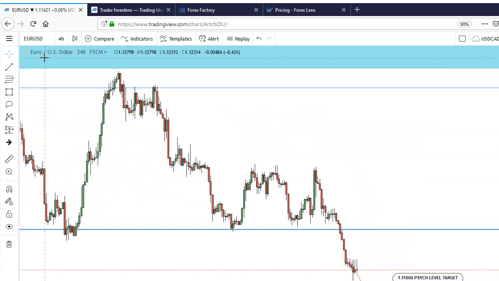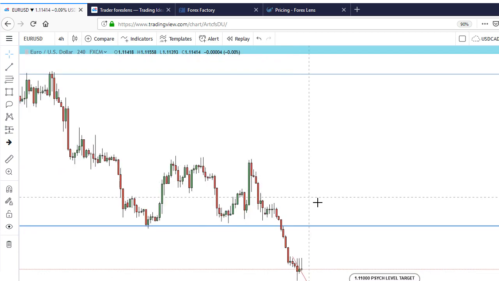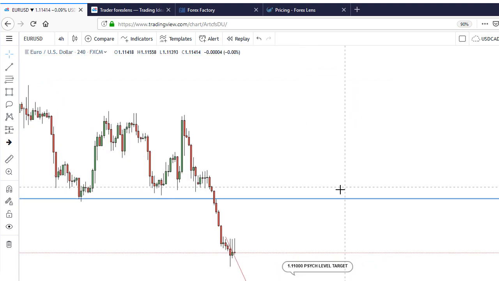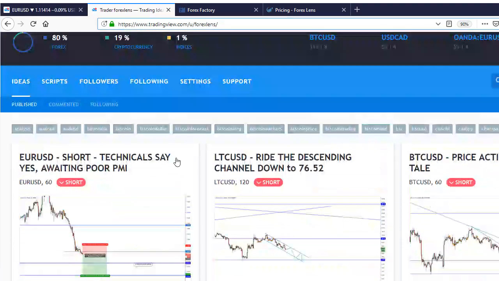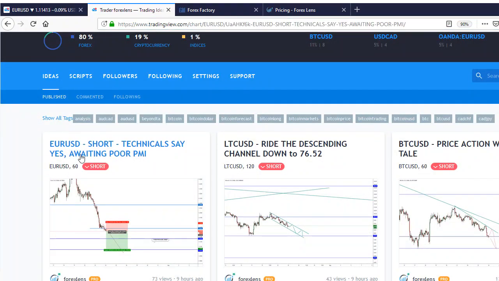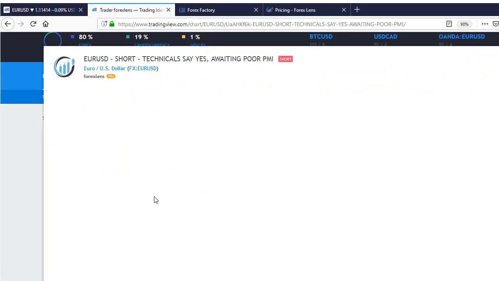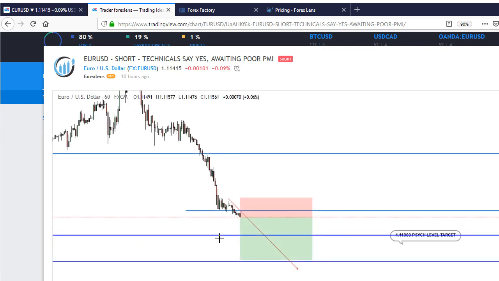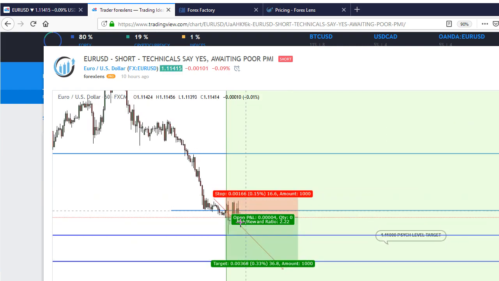If you guys want me to slow down or go over something again, please let me know. So Euro USD, going based off last night. Last night I did post a chart analysis of Euro USD short. Technicals say yes, awaiting poor PMI, and this is where key levels come in. We tapped the key level to the T. So this key level right here, 1.11267. We tapped right on the release of the news, and right now we're retracing.